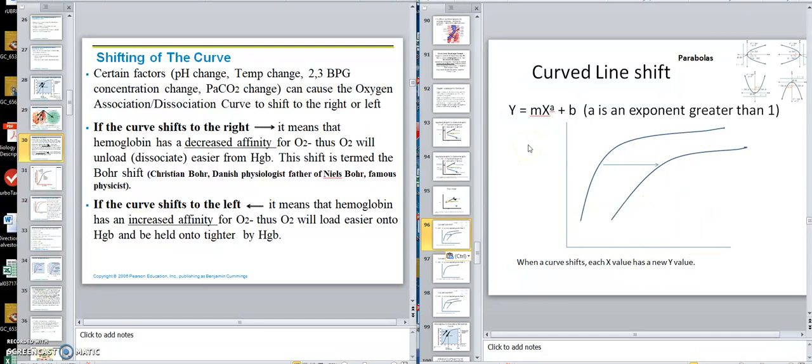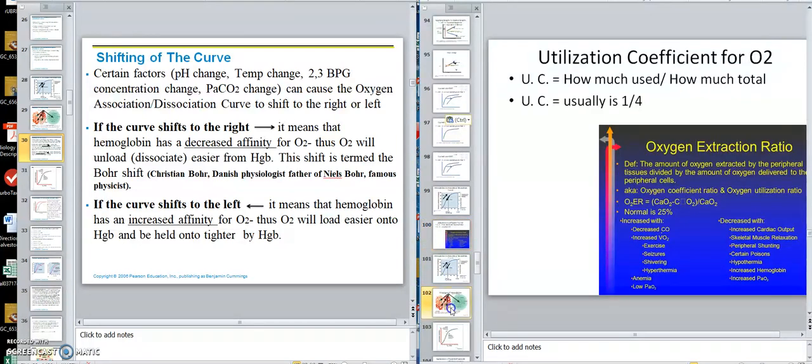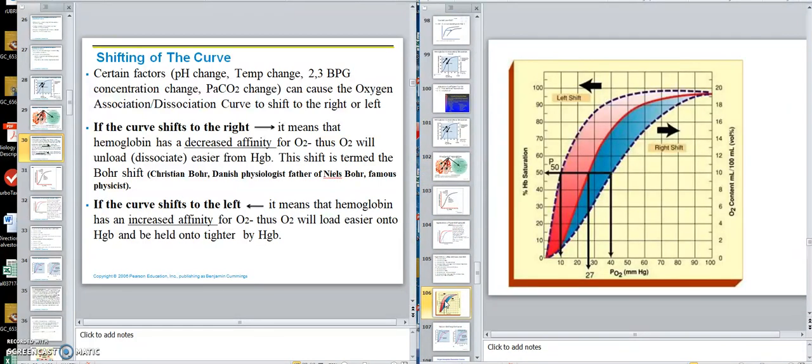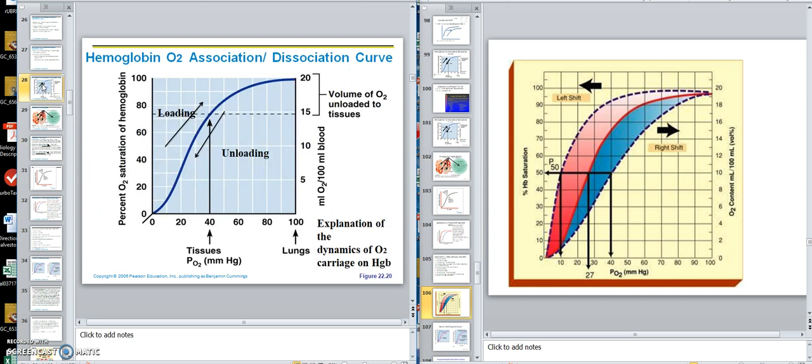Okay, so I'm saying the oxygen dissociation curve can shift. It can shift to the right or it could shift to the left. All right. Now, this is how we want to examine this. I'm going to pick what we call the P50 value. I want to explain the significance of this. The P50 value is where hemoglobin is 50% saturated.